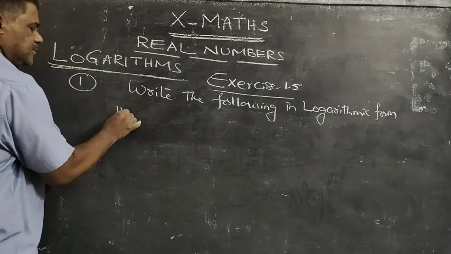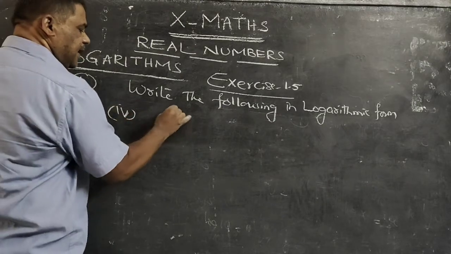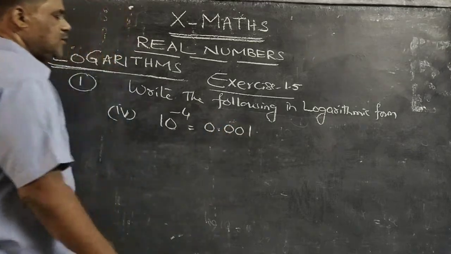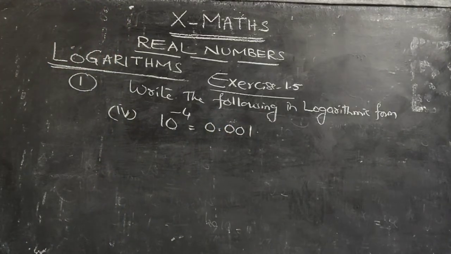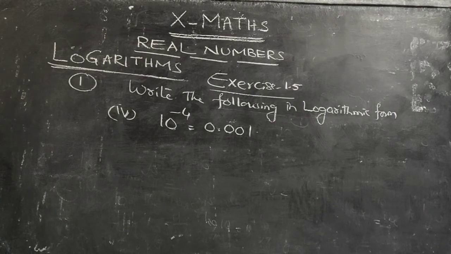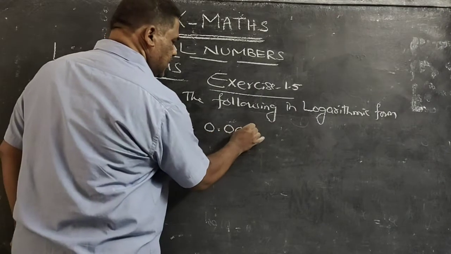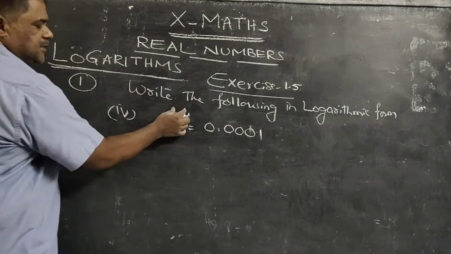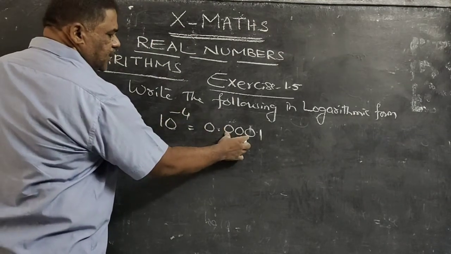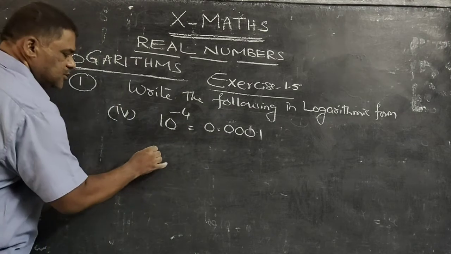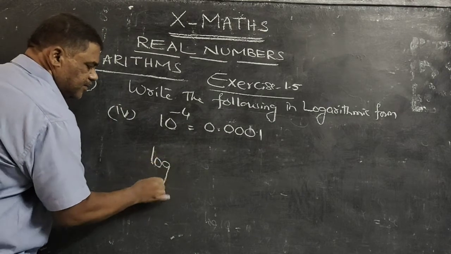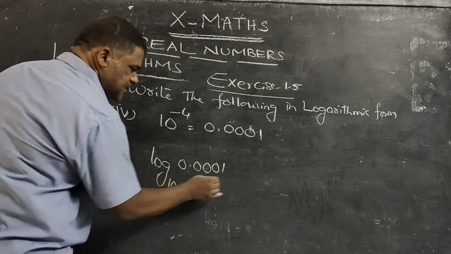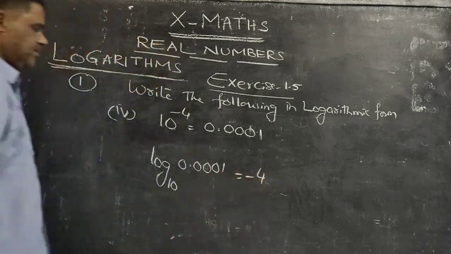Right, the fourth one, 10 to the power minus 4 is equal to 0.0001. Now apply logarithm. Minus 4 comes here. This 0.0001 will go there. So it is log 0.0001 base 10 is minus 4.